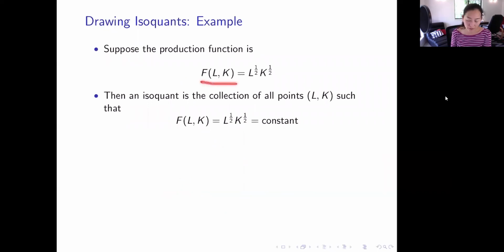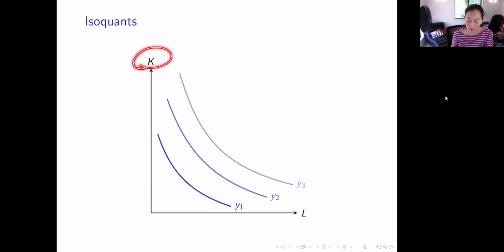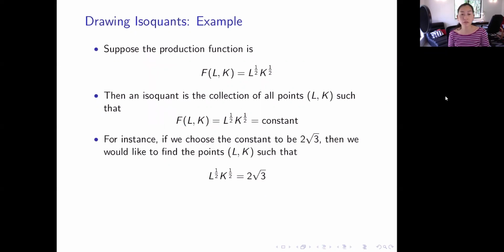So suppose we have again the Cobb-Douglas function, right? So we have L to the power of 1/2 multiplied by K to the power of 1/2. So this is one unique form of the Cobb-Douglas function. So to derive the isoquant, right, we just need to fix the output to be a constant, whatever the constant is, and then we rearrange this equation so that K is a function of L, right? Because we want K as a function of L so that we can plot that isoquant successfully.